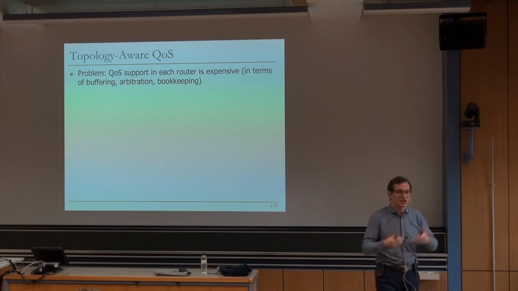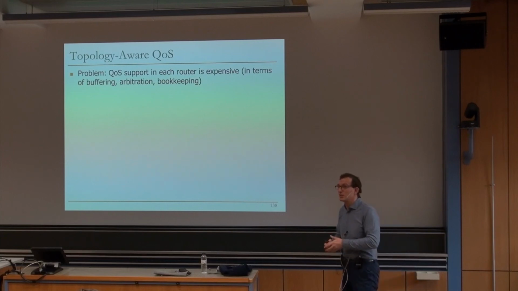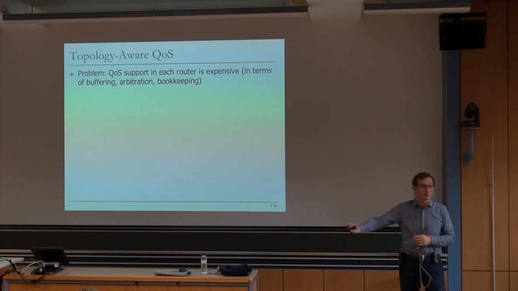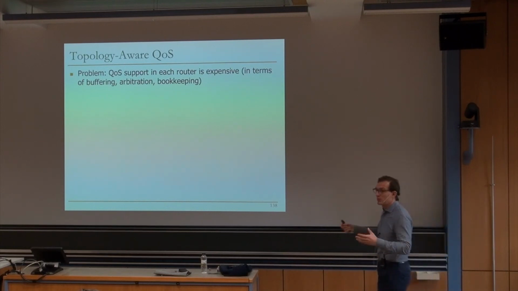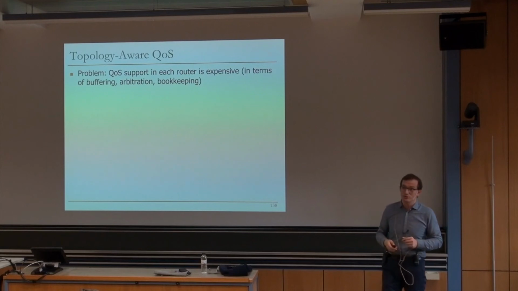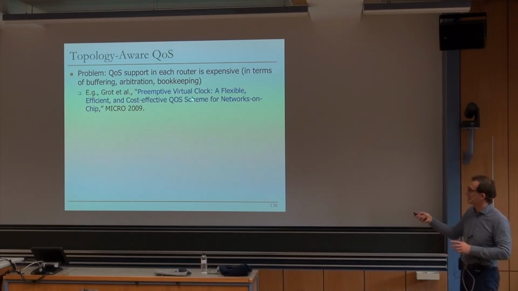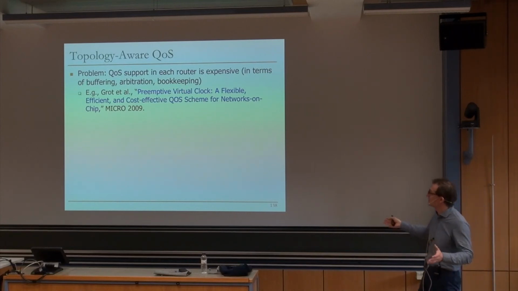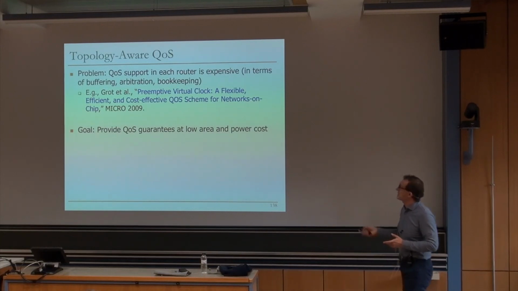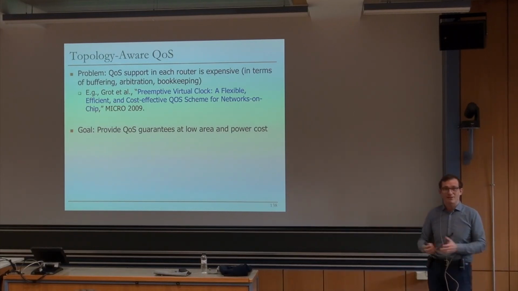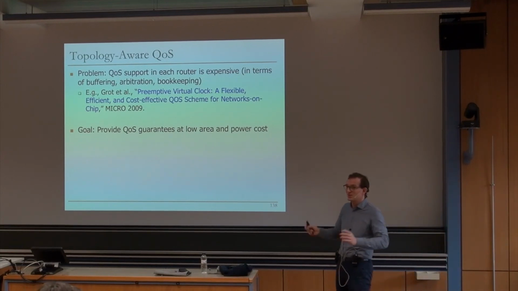You need to do arbitration, depending on what kind of quality of service you want to provide. You need to do bookkeeping for each flow in the network, even though it may not be occupying buffers at that point in time. So there's a lot of overhead to provide quality of service to different flows or different applications in the network. And actually, there's one proposal that we had that makes it much more cost effective, but it's still expensive actually. So the goal is to provide quality of service guarantees at low area and power cost, because having it across 10,000 routers and every router enforcing those quality of service guarantees is not simple.